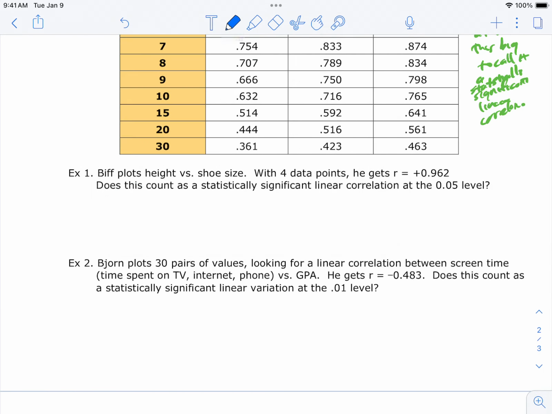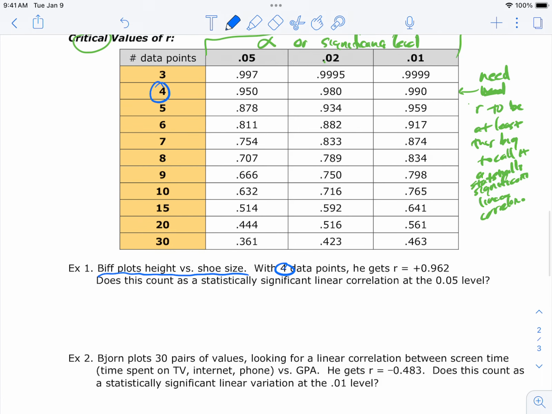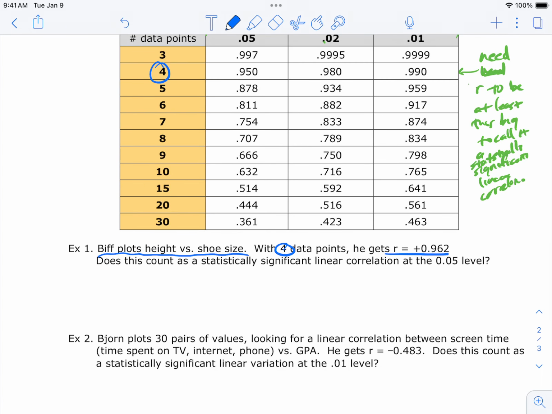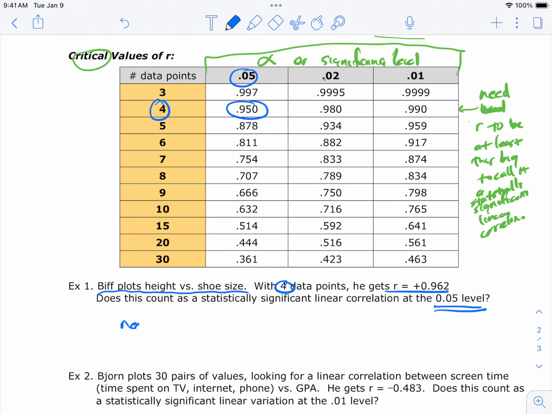So let's go back to blue. Biff plots height versus shoe size. Okay. He's got 4 data points. Okay, what's that tell me? That tells me I'm up here in the table. He gets R equals 0.962. Nice. We'll have to compare against the table. Does this count as a statistically significant linear correlation at the 0.05 level? So he's talking 0.05 level, 4 data points. So the table says needs R equals 0.950. What he has is a 0.962. Yes, it counts as a statistically significant linear correlation at the 0.05 level.